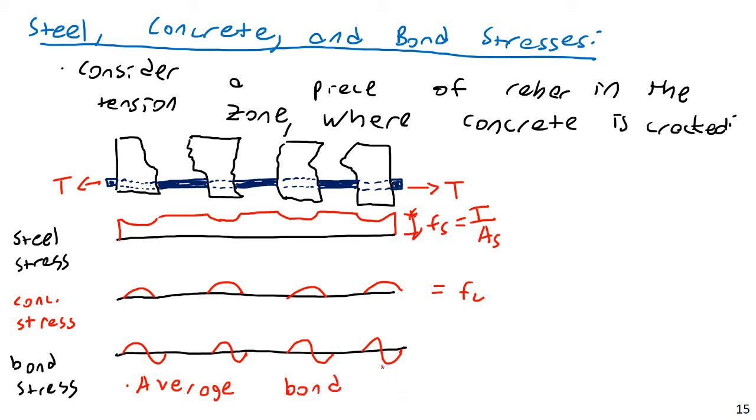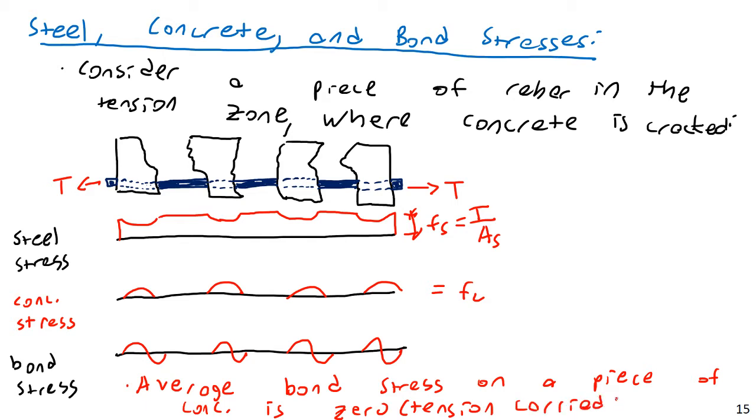Average bond stress on a chunk of concrete is zero. In other words, the tension carried doesn't change, and that makes sense. So we have that, and then let's next look at how this interacts with a cracked beam.